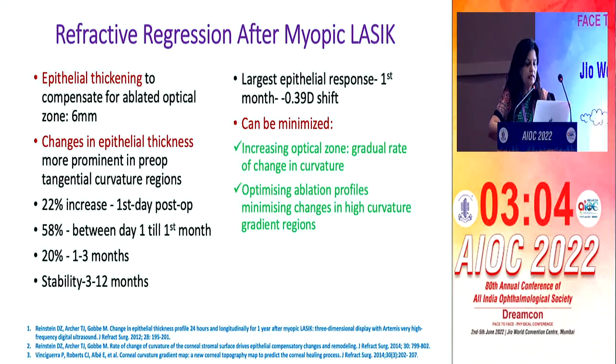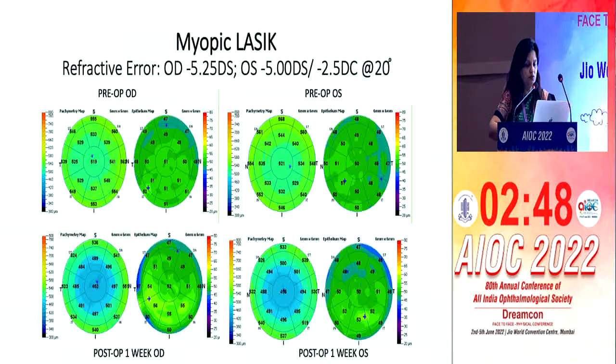After myopic LASIK, the changes in the epithelium thickness, like I said, occur, but the stability does occur at 3 to 12 months. And the largest epithelial response is seen in the first month, when there's a minus 0.39 diopters shift, which can be minimized by increasing the optic zone and by optimizing the ablation profiles.